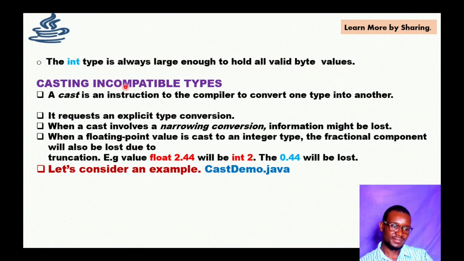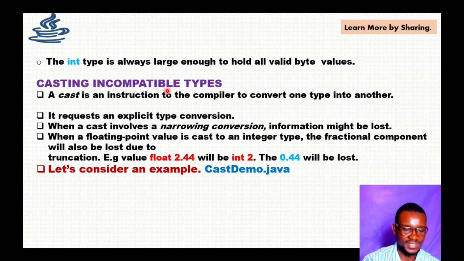So, casting incompatible types. So we can cast incompatible types. We were looking at converting compatible types. For example, a double and a long, they are compatible. Okay, that is an automatic conversion that takes place. Now, when we want to convert incompatible types, we look at casting. That is casting that is used.